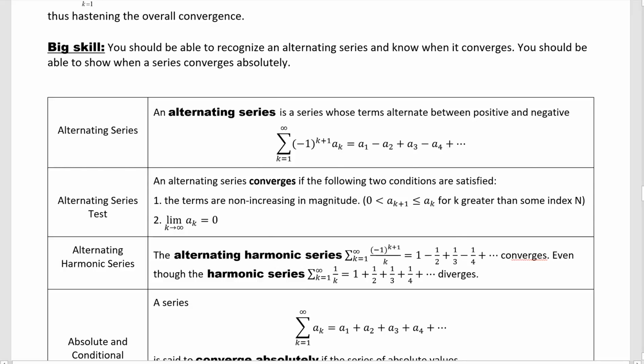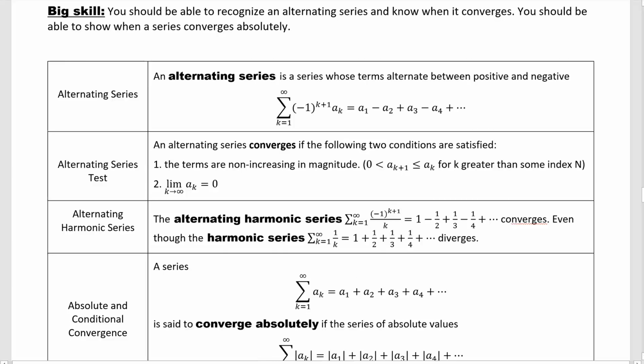First of all, let's talk about the definition of an alternating series. An alternating series is a series whose terms alternate between positive and negative. So you can look at this one. You can see the formula contains the factor -1 to the k plus 1. So you can see the first term is positive, the second term is negative, the third term is positive, and the fourth term is negative. So the sign alternates. So this is an alternating series.